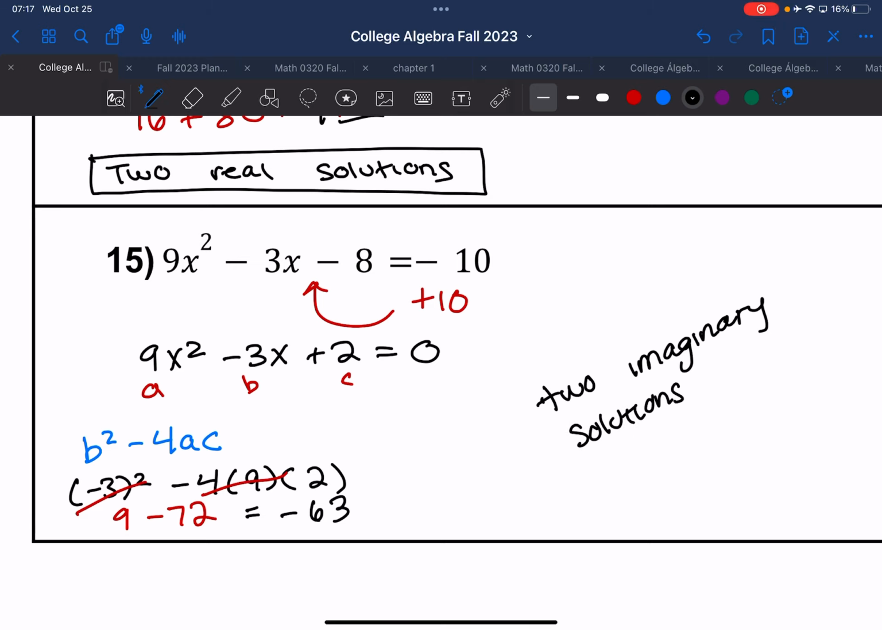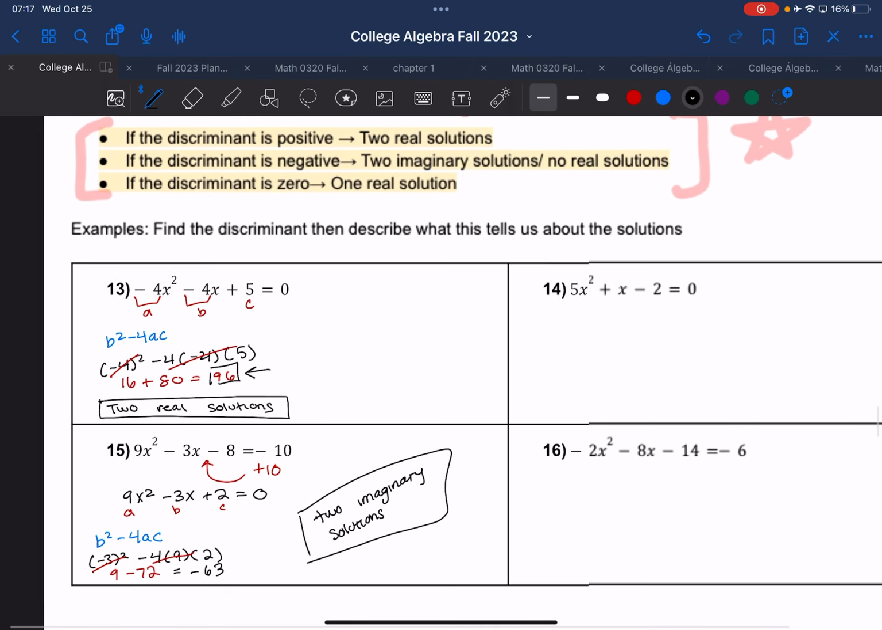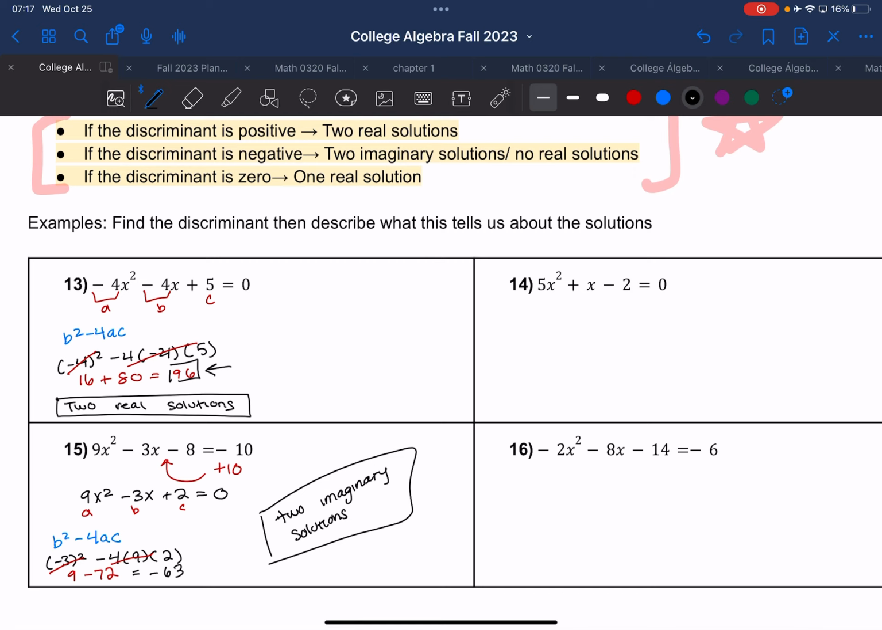Or if you wrote no real solutions, that's also a correct answer because that is 2 ways of saying the same thing. So again, back at the chart at the top, you can say 2 imaginary solutions, or you can say no real solutions. They mean the same thing.